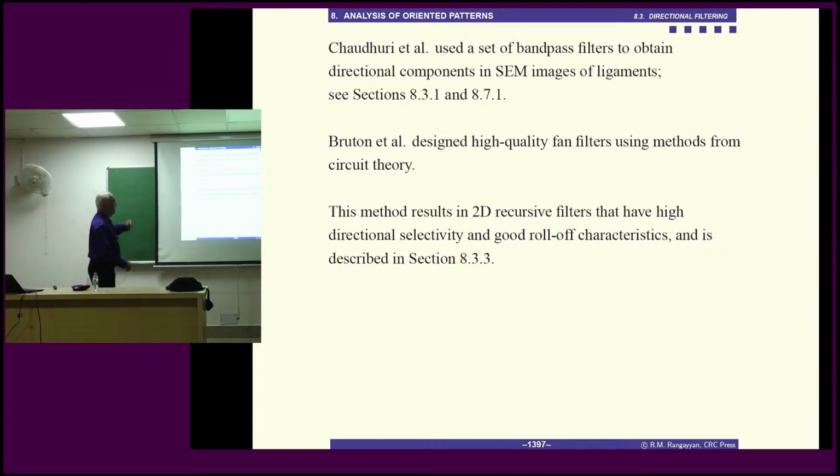Subhashish Chowdhury, who did his MSc with me, and later on he came back and he was the director of IIT Mumbai, used a set of bandpass filters to obtain directional components in electron microscopy images of ligaments. I'll show you that.